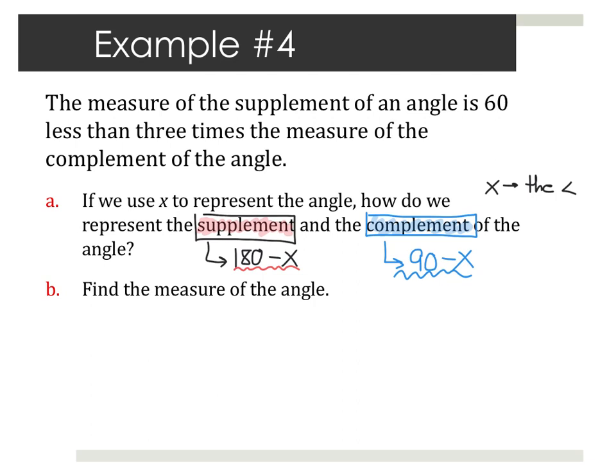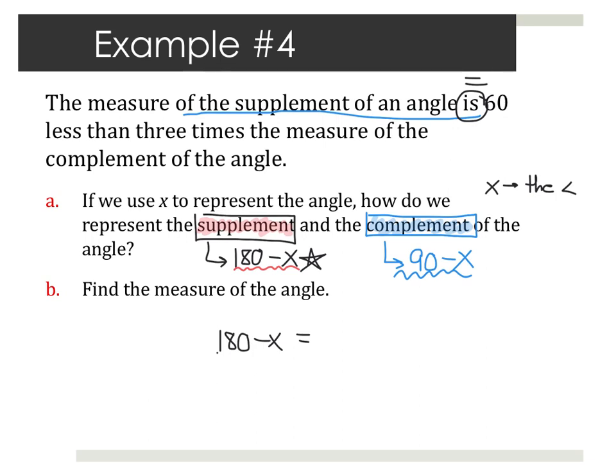So now let's go back to the actual problem here. It says the measure of the supplement of an angle is. So let's write that out using equations and equal signs and plus signs. So the measure of the supplement of an angle, so we just said the supplement of an angle is 180 minus x. The word is, in a math problem, in a word problem, is always this equal sign. 60 less than 3 times the measure of the complement of an angle.